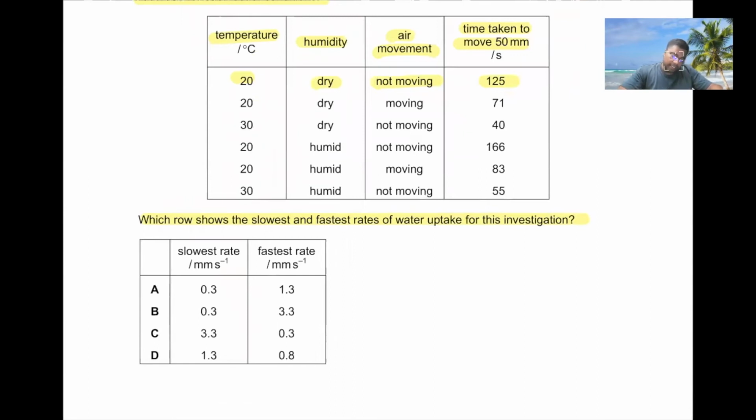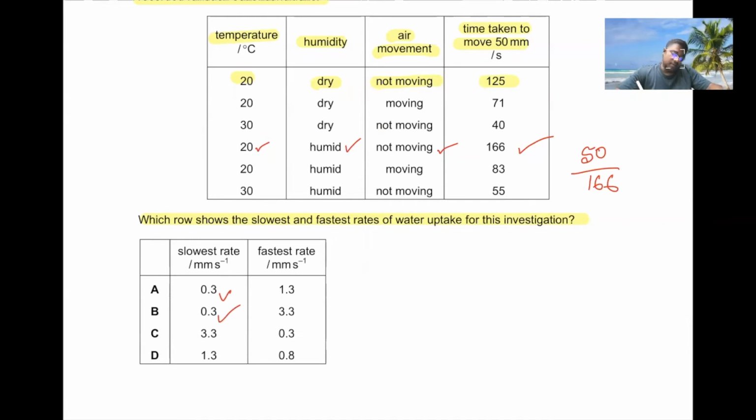Okay, technically at 20 degrees Celsius, when it is humid and the air is not moving, it takes the most amount of time to travel the 50 millimeters. All right, time taken to move 50 millimeters in terms of seconds. It takes the most amount of time. So the slowest should be 50 divided by 166, 0.3. Slowest rate is 0.3 millimeter per second.